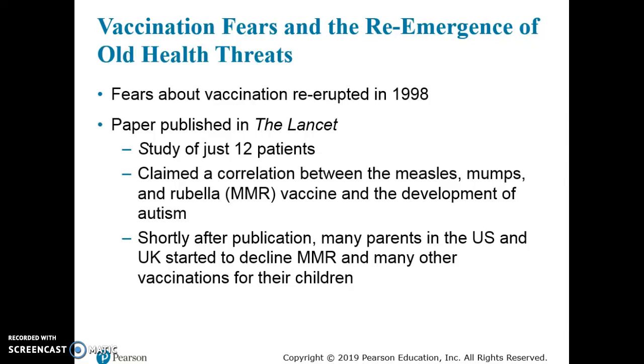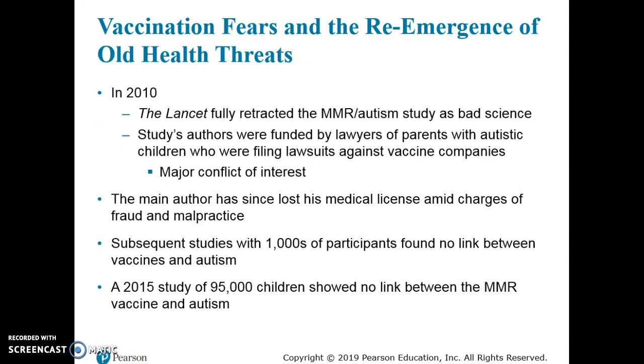Shortly after that publication, many parents in the United States, as well as the UK, started to decline that measles, mumps, and rubella vaccine, as well as many other vaccines, thinking that if they vaccinated, their children were at higher risk for autism. And that led to what we're still dealing with today, people fearing vaccines, people not being vaccinated, and therefore allowing diseases to come back into the population.